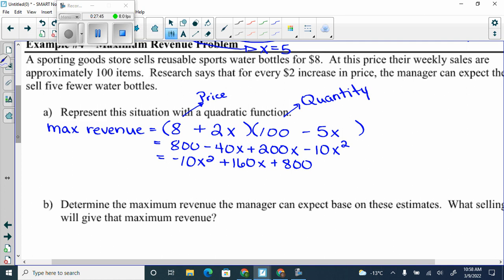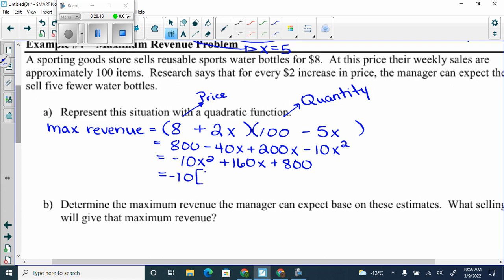Okay? But if I ask for maximum revenue, or ask for the selling price, or ask for the quantity that would give you maximum revenue, it still has the word maximum in it. Right? And what happens when it has the word maximum in it? I have to complete the square. We agree? Okay. So I take the negative 10 out of the first two terms.